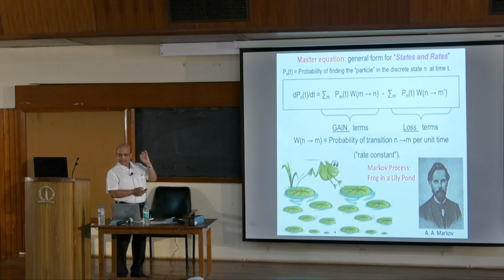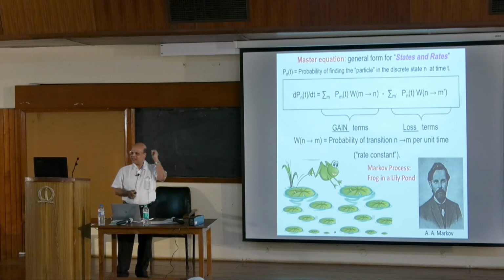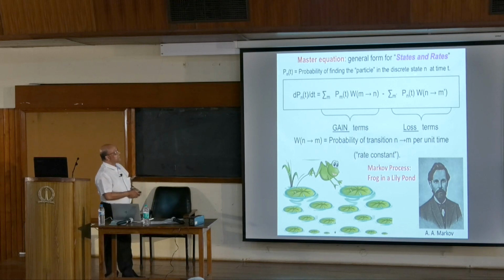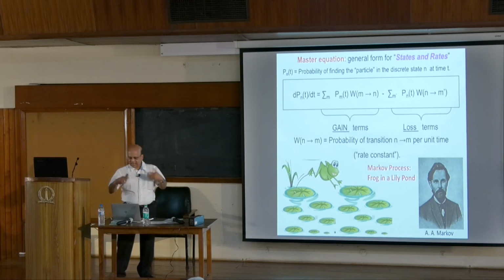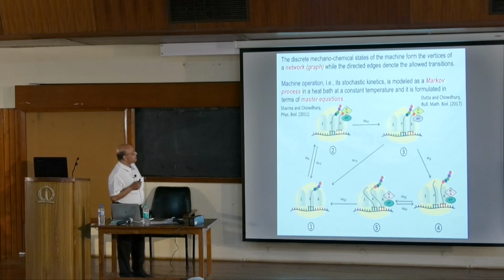And what is the thing that is evolving with time? What evolves with time is the probability of finding the particle in this state. Here it is not a particle, it is just this object or system that is in the discrete state n at time t, and that changes as the system evolves with time. This is written under the Markovian approximation. Let me not get into the details of that.